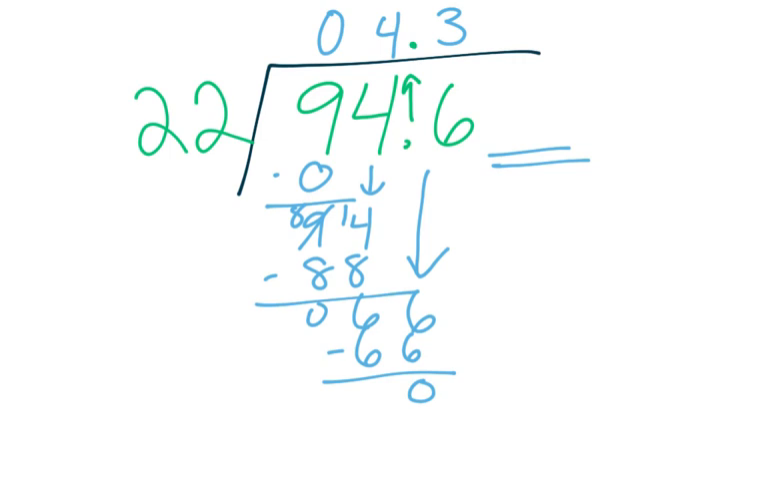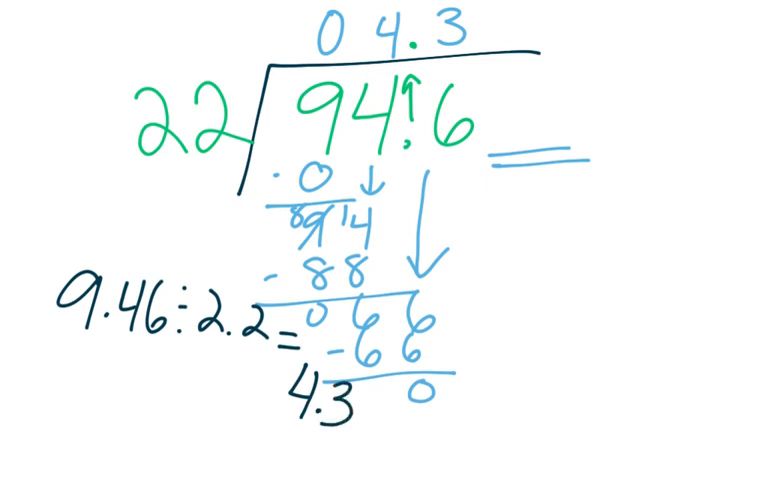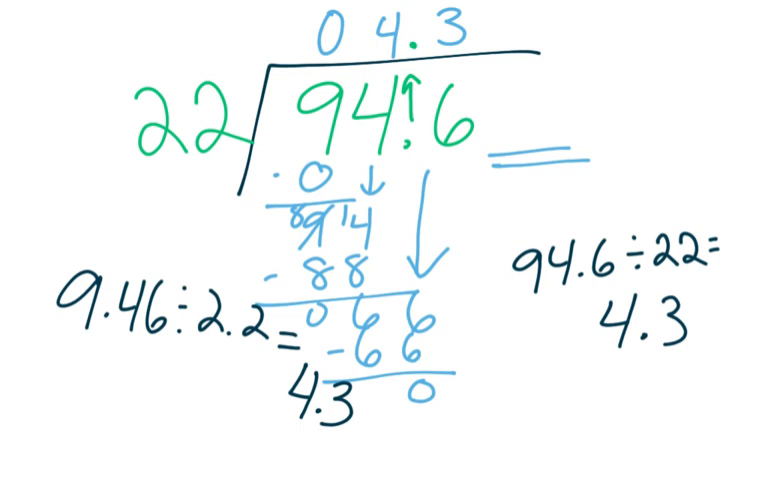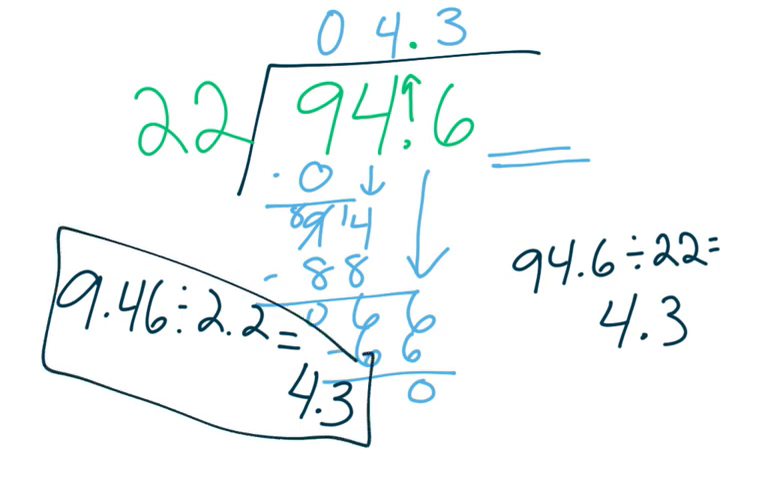And I can say that my original problem, which was 9 and 46/100 divided by 2 and 2/10, has a quotient of 4 and 3/10. You can also say that 94 and 6/10 divided by 22 has a quotient of 4 and 3/10. Both of those are true. This was my original problem. So if I was going to rewrite my whole number sentence, that's what I'd go with.